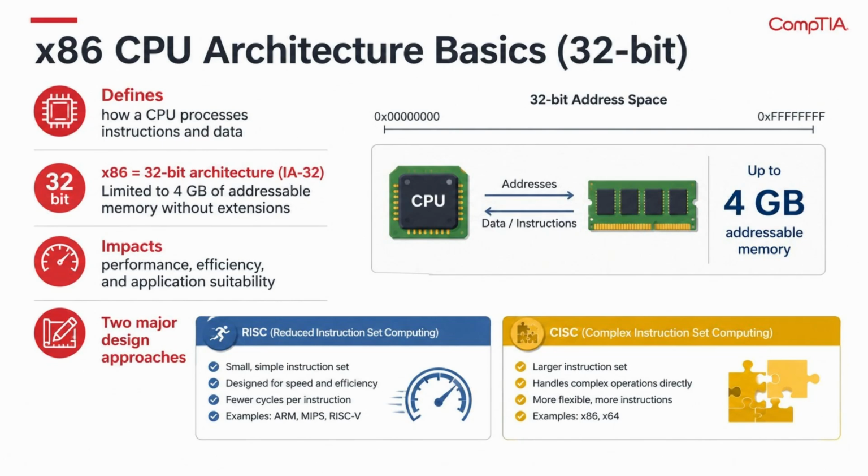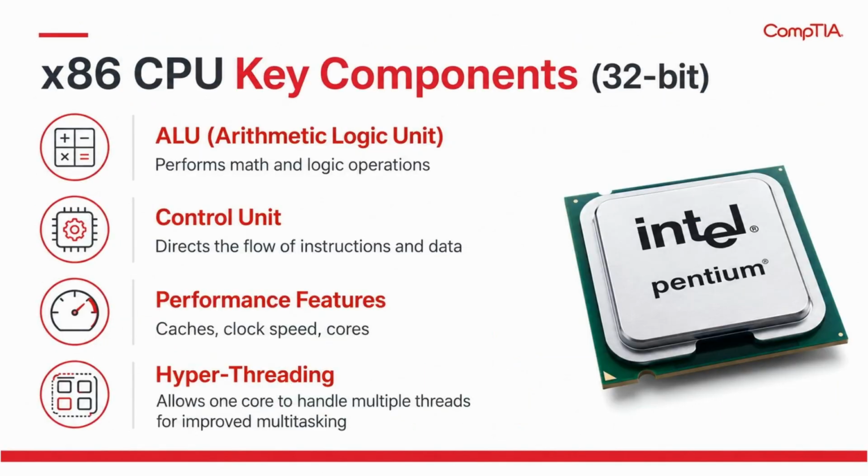complex operations directly. x86 CPUs rely on a few key components: the arithmetic logic unit, or ALU, which performs math and logic operations, the control unit, which directs the flow of instructions and data, performance features like cache, clock speed, and core count, and hyperthreading, which lets one physical core handle multiple threads for better multitasking.